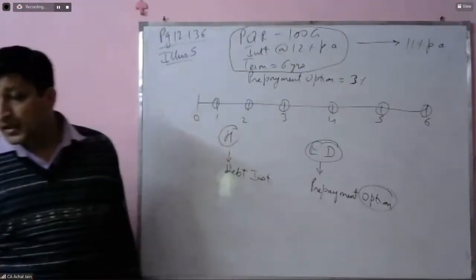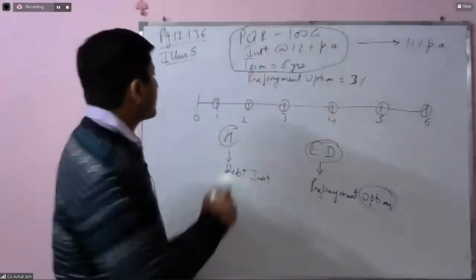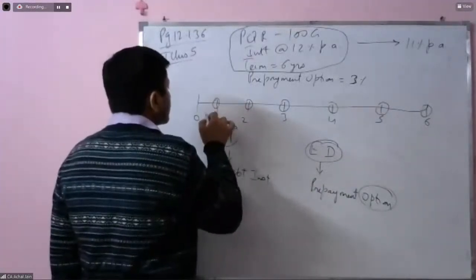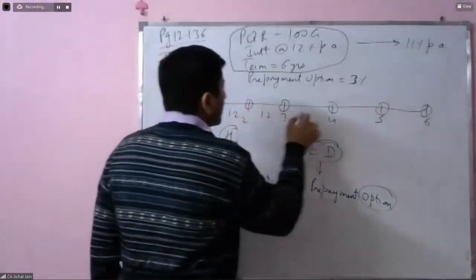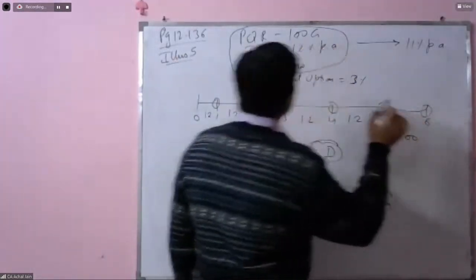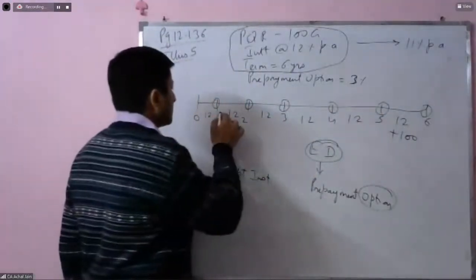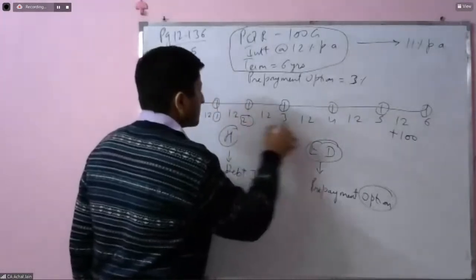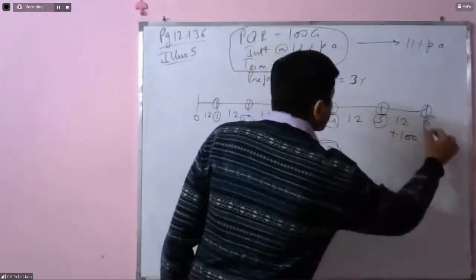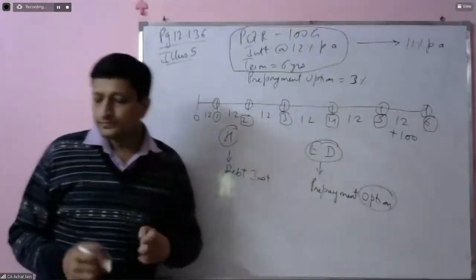So we have payment equivalent to 12 in the first year, then 12, then 12, then 12, then 12, then 12 plus 100. The numbers are in crores, and these are the years. So that's why I'm putting those in boxes. So these are the cash flows, correct?